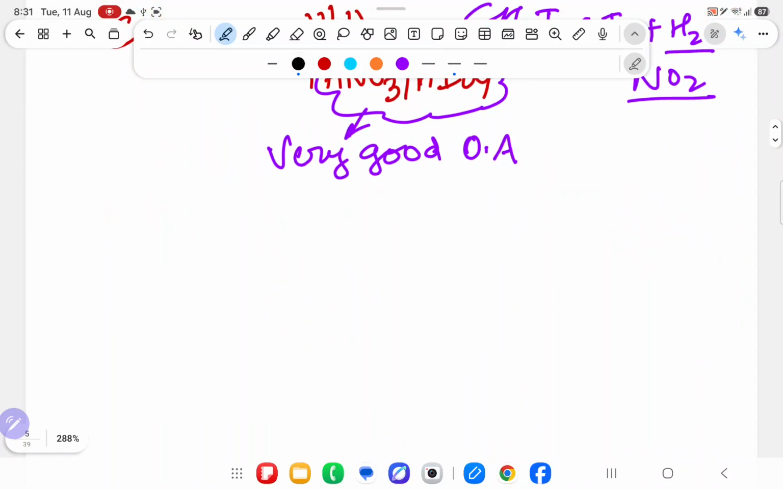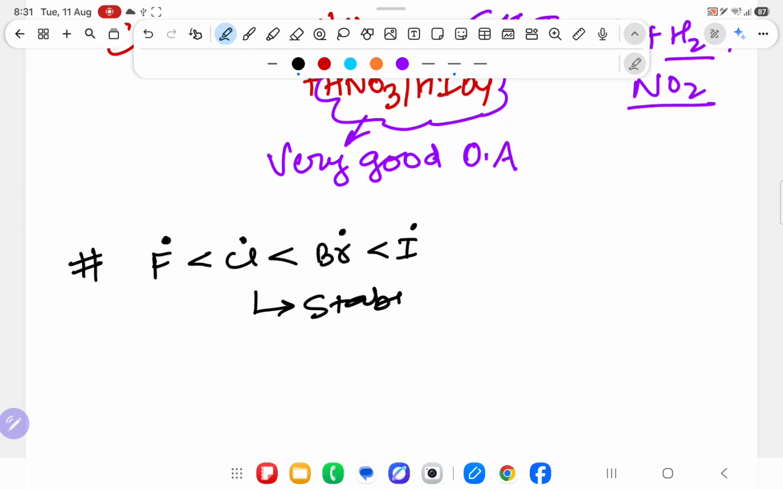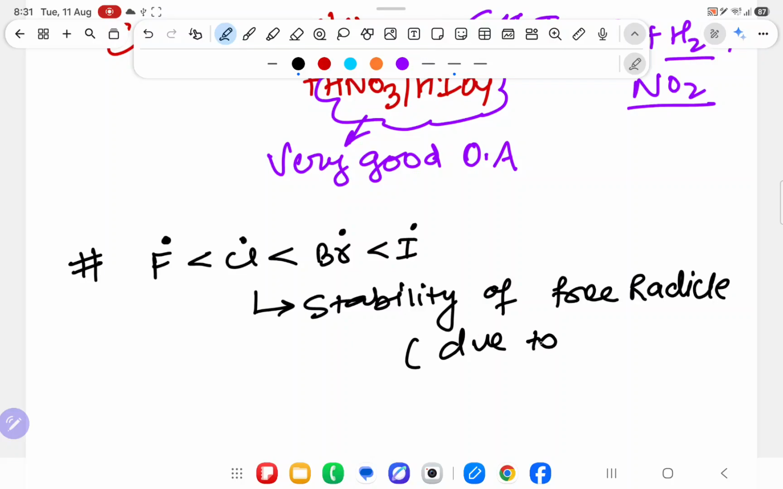Now come to the next part. Over here, you are getting F dot, Cl dot, Br dot and I dot whenever you are reacting F2, Cl2, Br2, I2. Over here you will say this is the stability of free radical. Why the stability of free radical? Due to size. Iodine has a very big size, so it can easily handle the free radical on it.